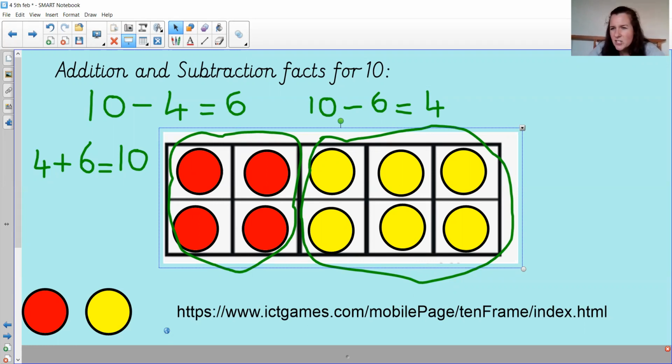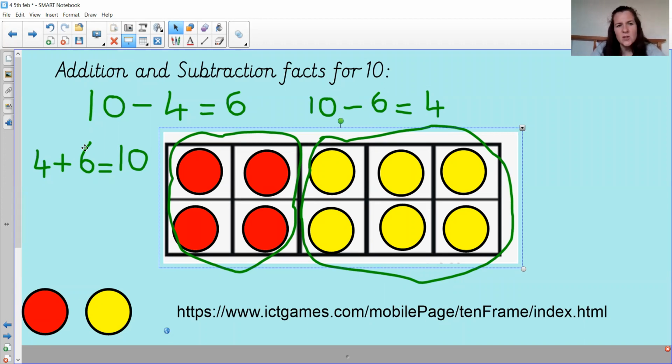Now, my challenge to you is, is there another way I could write this addition calculation? Could I write it in another way? Can you see I've written the takeaway? I've got 2 different ways to write my takeaway here. Is there another way I could write my addition calculation? I wonder, could I use a different part first? Because I've used this part, which is 4, and then 6. Could I swap those parts around?